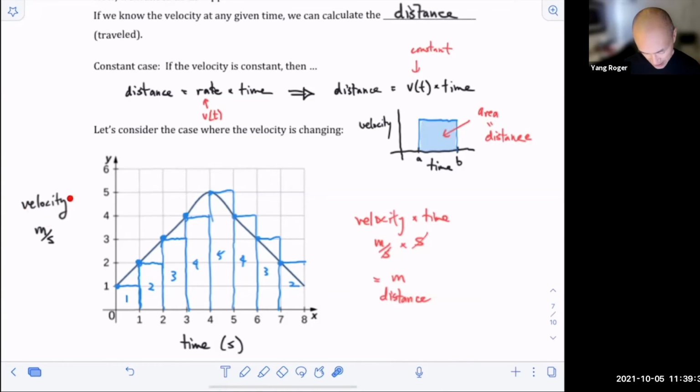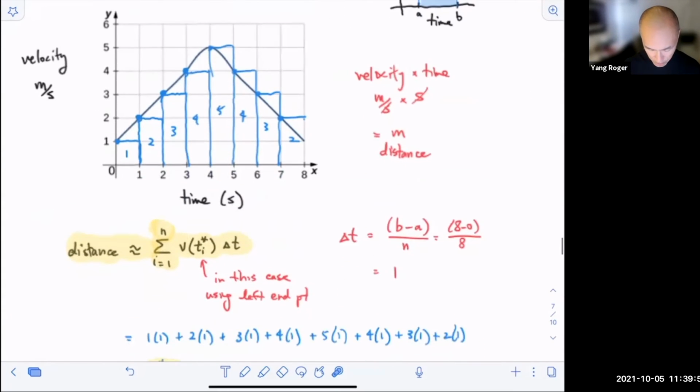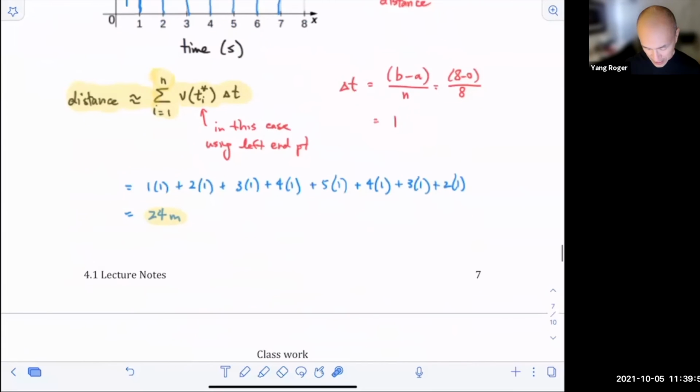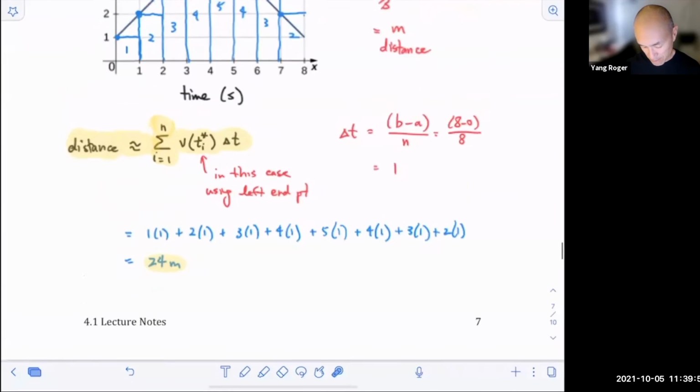So your velocity is going to be on the y-axis, and your time is on the x-axis. And we can approximate the area under this curve, which is the distance we traveled, with the areas of rectangles. So in our case, we had this 24 meters situation.